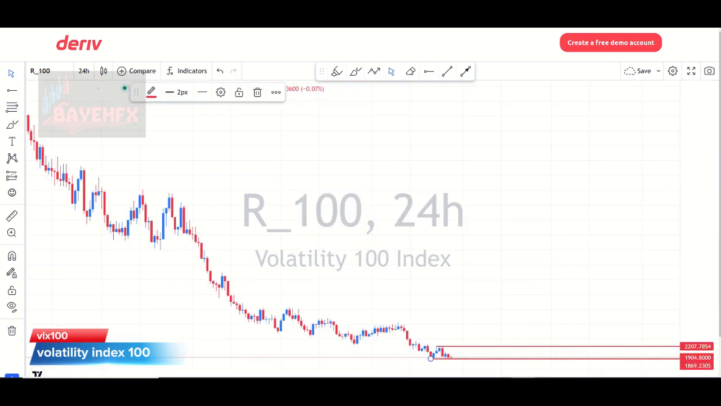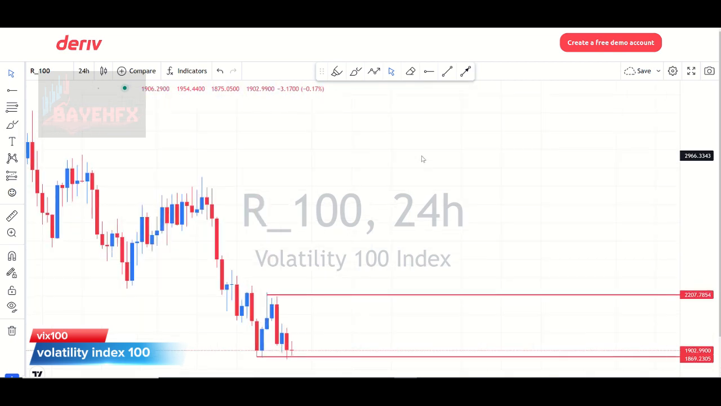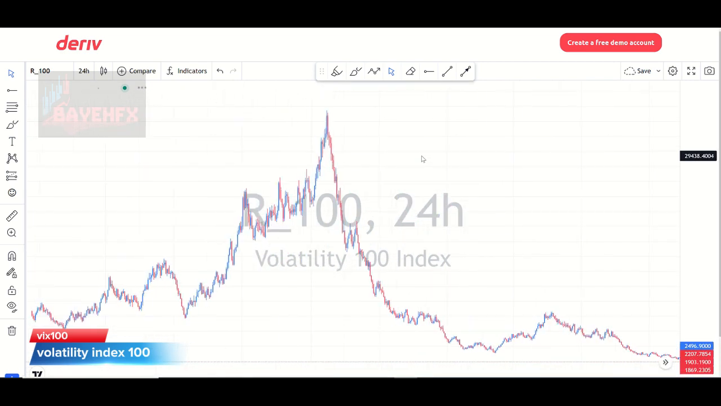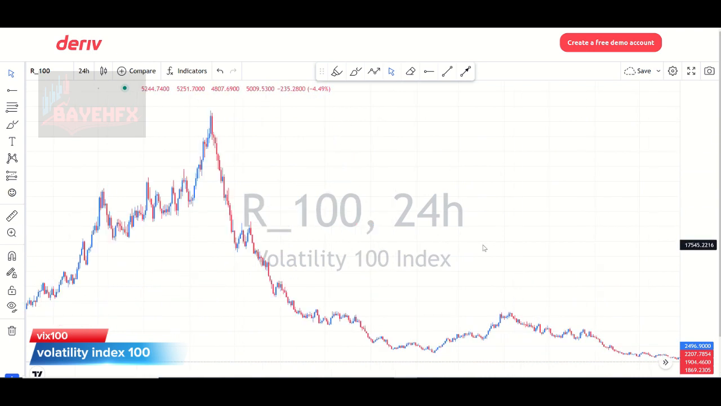Hello guys, this is VIX 100, right? This is VIX 100 on the 24 hours time frame right now. So if we check this very well, you're going to notice on this top down analysis of VIX 100 that the market has been going down for, I think, the past year. The past 1 year, VIX 100 has been going down. As you can see, if we zoom in a little bit, after this nice crash, the market has been going down.